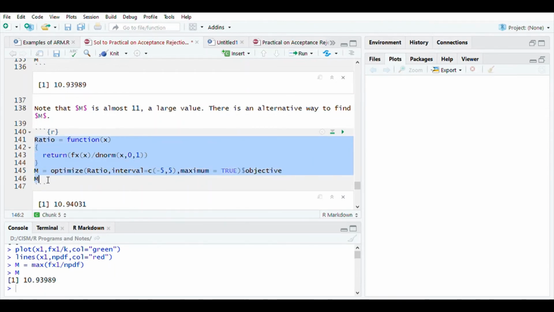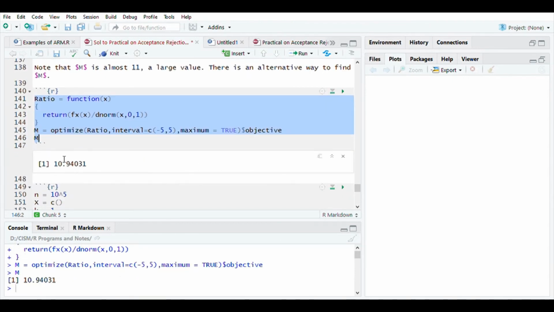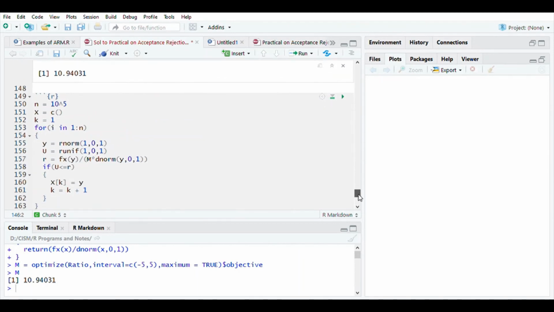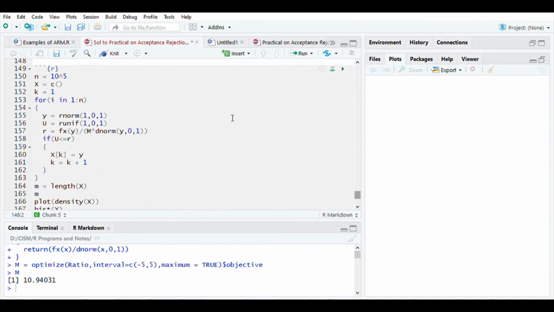What we expect is that it should be closer to the earlier value. So M we are getting to be 10.94031. Yes, it is pretty much the same as the value obtained earlier. So we can safely say that M is 10.94, or to be on the safer side, you can take M to be equal to 11. Now let us try applying the ARM. How to apply or implement ARM we have already discussed several times before, so let us implement this.